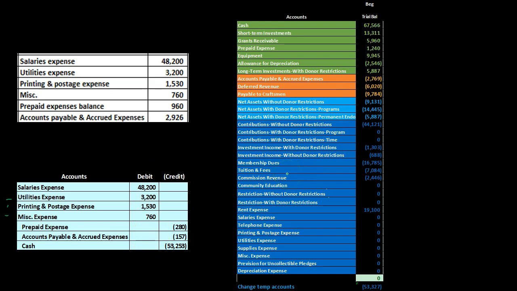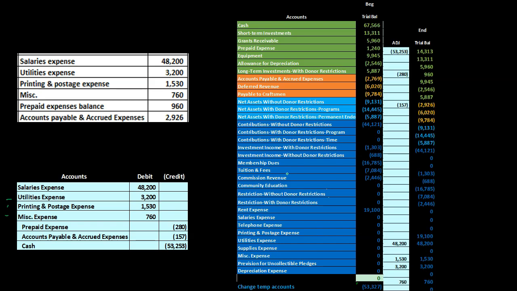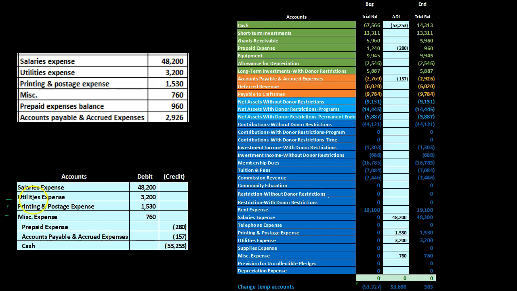Again, you could think of these as separate type of transactions if you so choose. We're grouping them together because they are in essence similar to what you would see in a for-profit type of organization. And therefore, we're going to do them fairly quickly. All right, so then we've got the salaries expense. We're going to post the salaries expense.